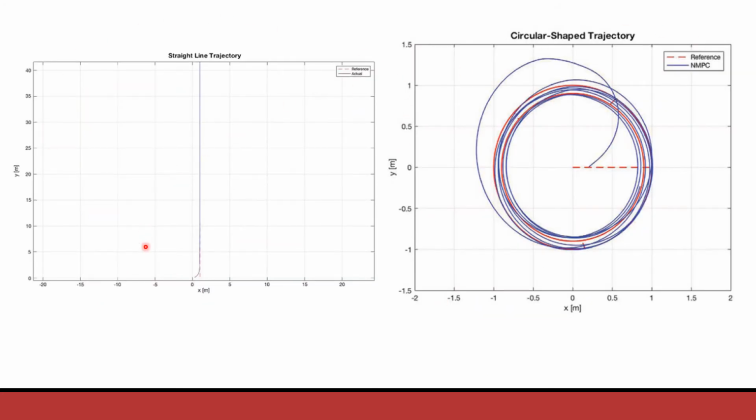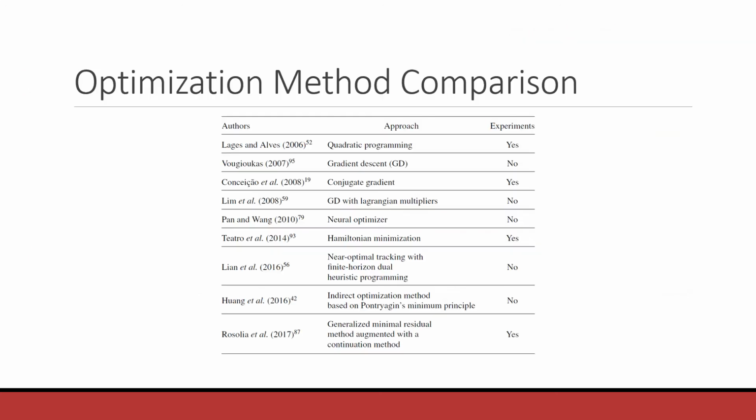This simulation just illustrates the application of the NMPC controller in a differential drive mobile robot subjected to non-holonomicity and noise. Here the robot travels in a straight line, whereas here the robot follows a circular trajectory.